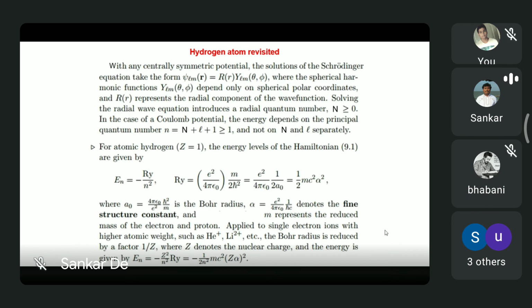People used to do it like that. So this is just to tell you a flavor of how experiments are done with single-electron, hydrogen-like ions.